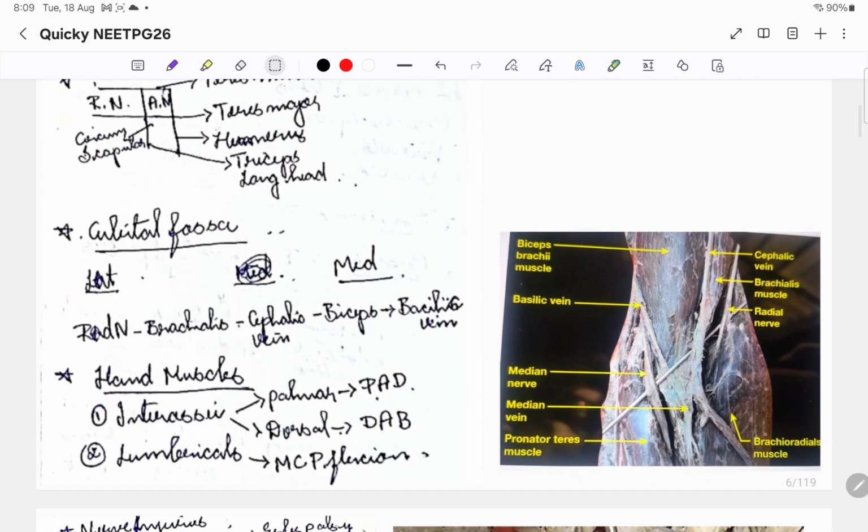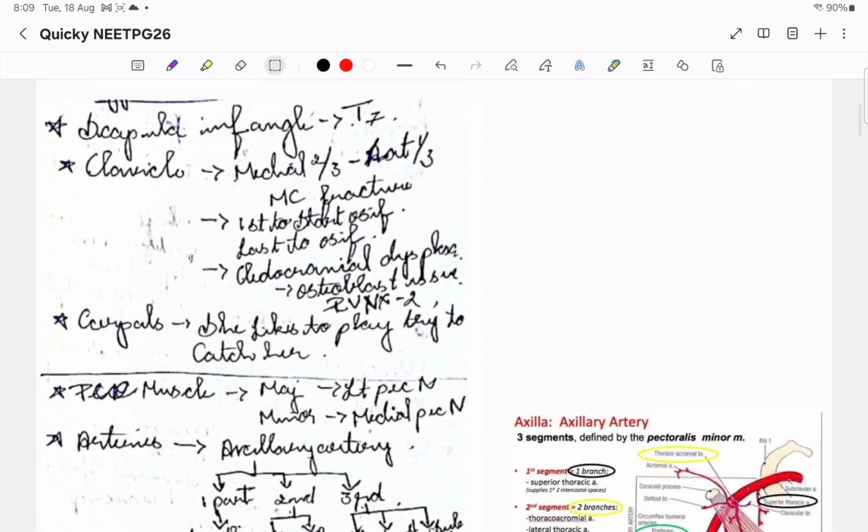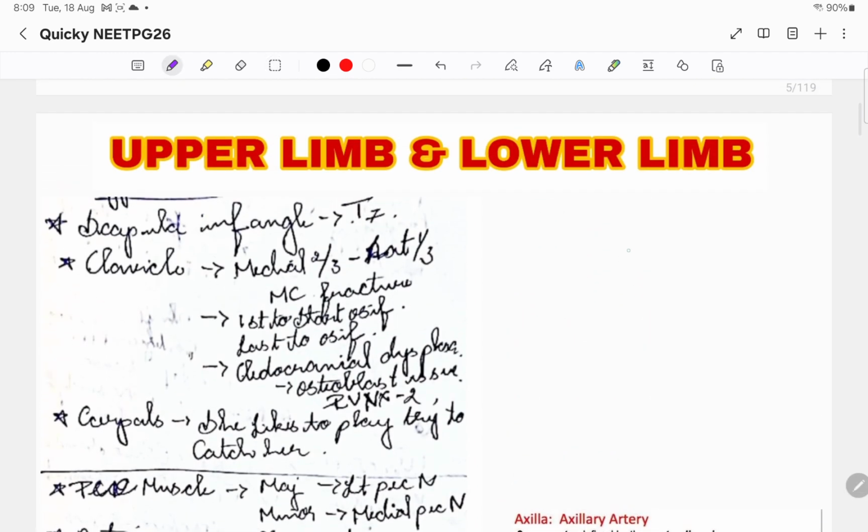Then now we are done with the clavicle. Behind it the scapula was there. Then the pectoralis major and minor muscles were done, and the nerves supplied by them are done. Then moving down, the humerus was there.